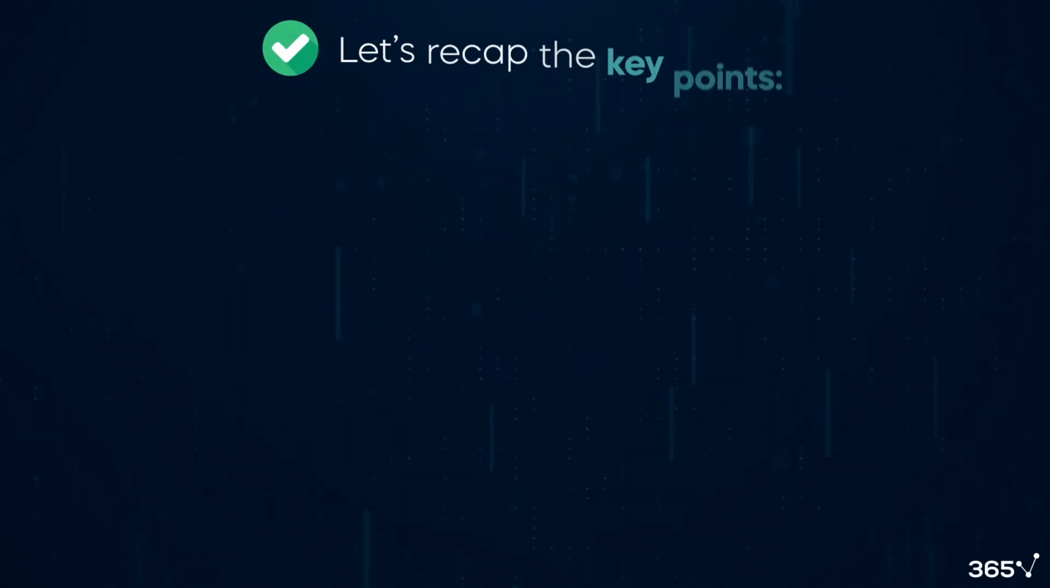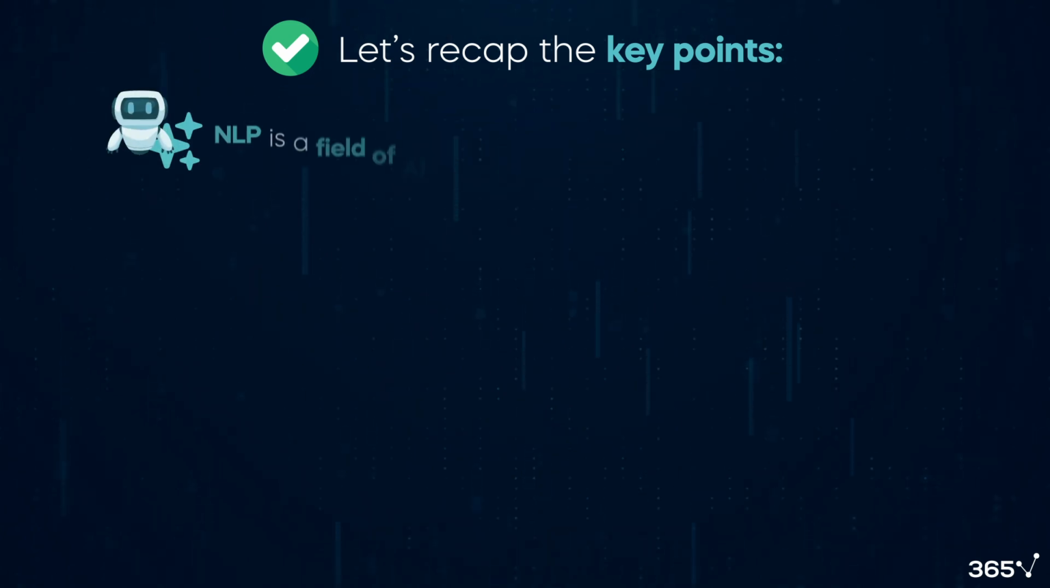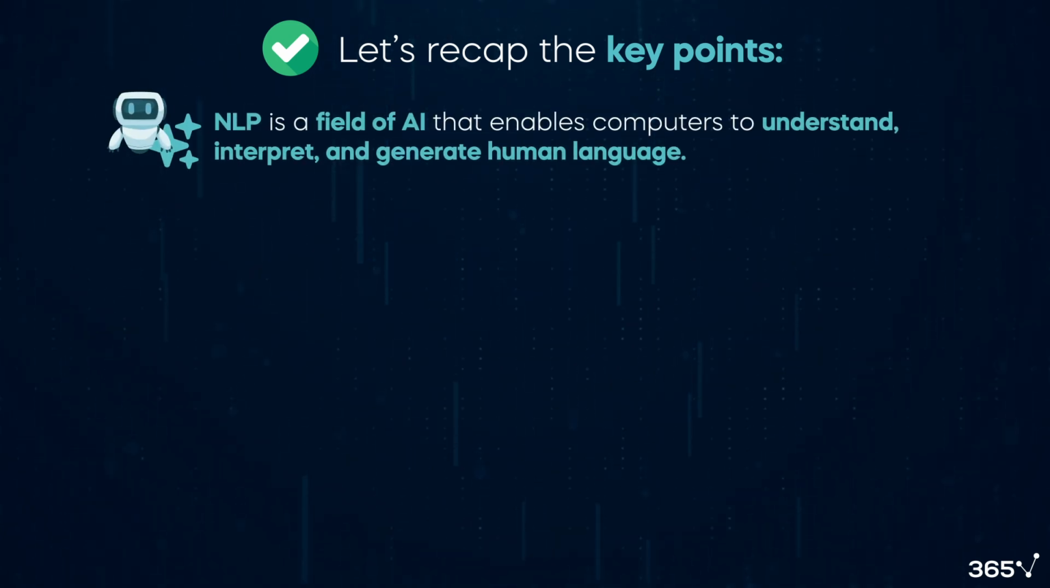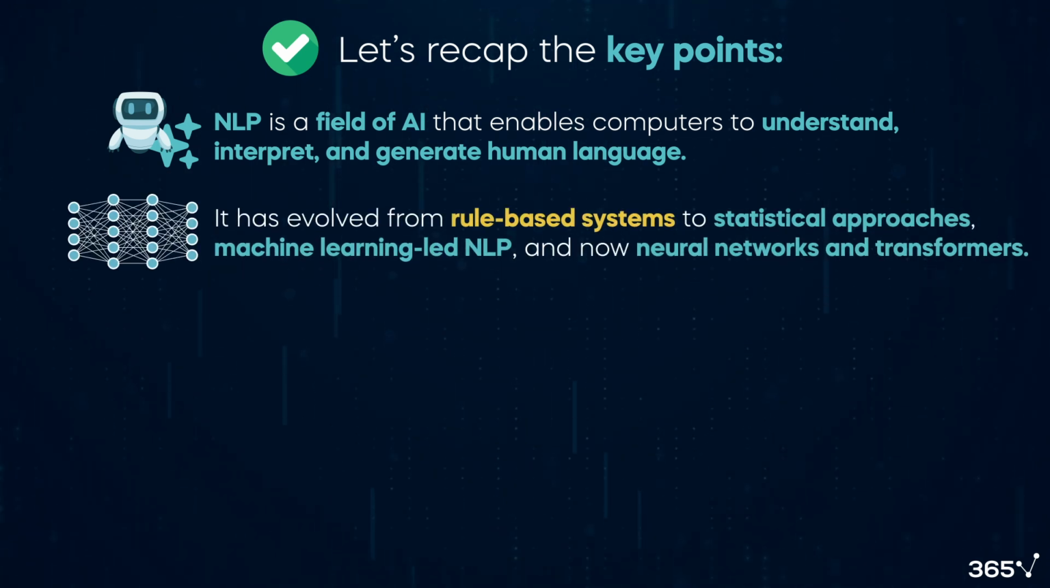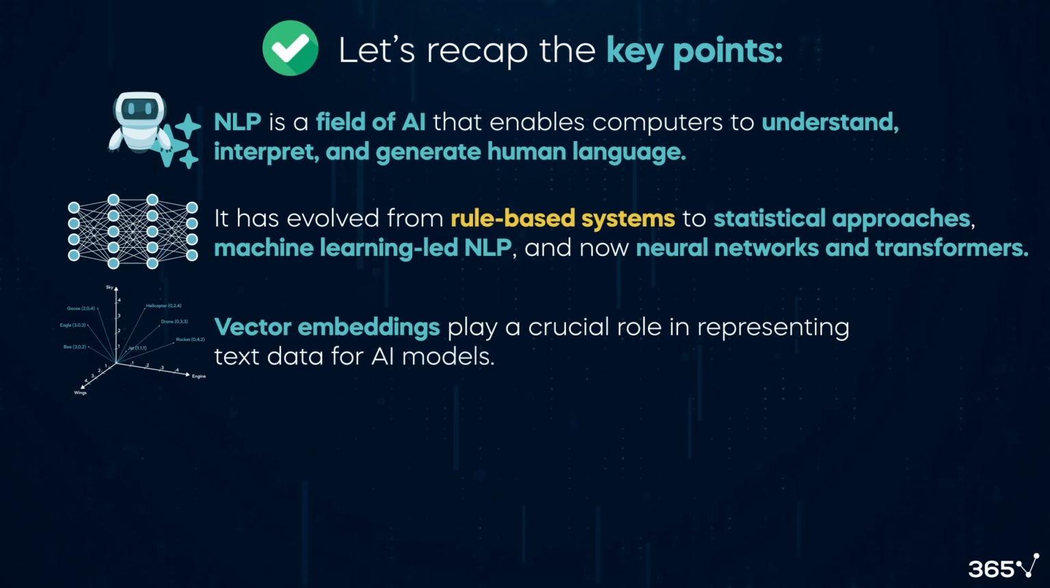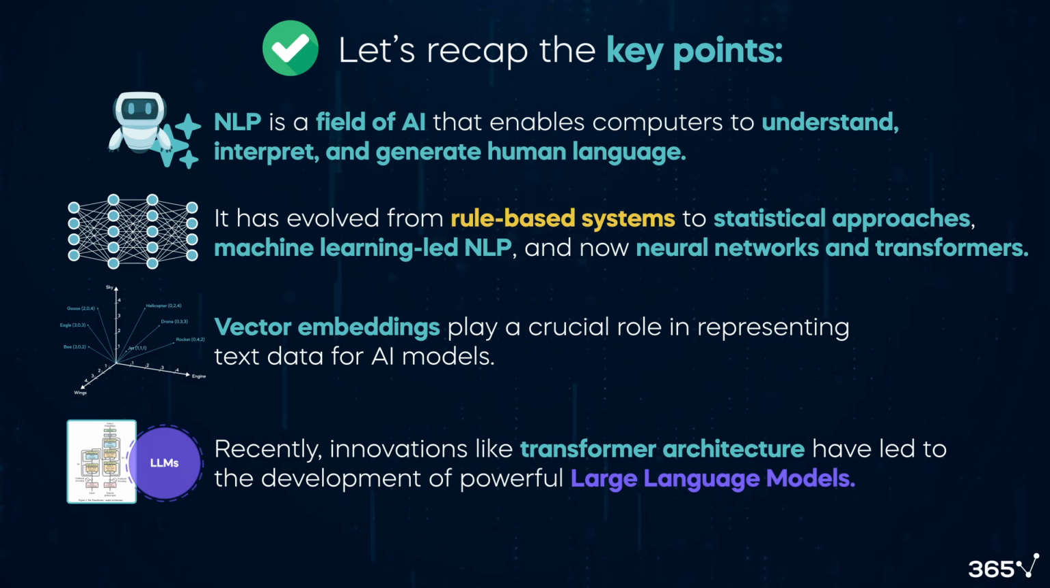Let's recap the key points we've covered in this video. NLP is a field of AI that enables computers to understand, interpret, and generate human language. It has evolved from rule-based systems to statistical approaches, machine learning-led NLP, and now neural networks and transformers. Vector embeddings play a crucial role in representing text data for AI models. And recently, innovations like transformer architecture have led to the development of powerful large language models.